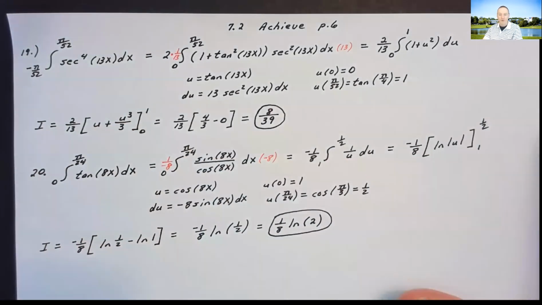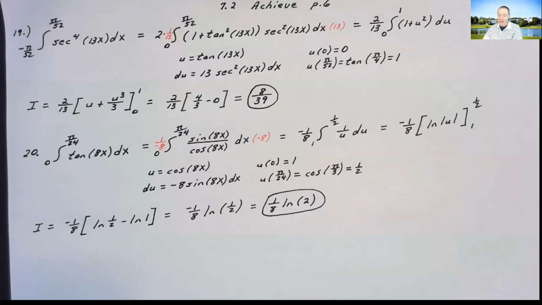The last one here for number 20. Again, a pretty quick problem. We have the tangent of 8x integrated with respect to x from 0 to pi over 24. As soon as I saw the tangent in there, I was thinking, okay, I'm going to need to put this in terms of sines and cosines and then use substitution. So I got it as the sine of 8x over the cosine of 8x.